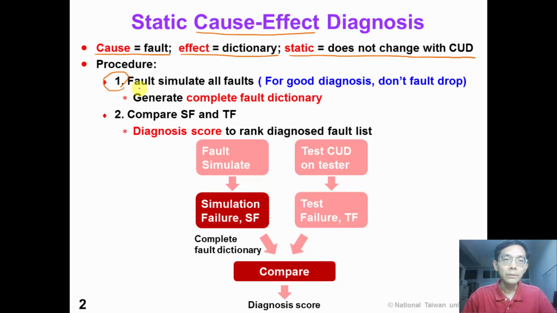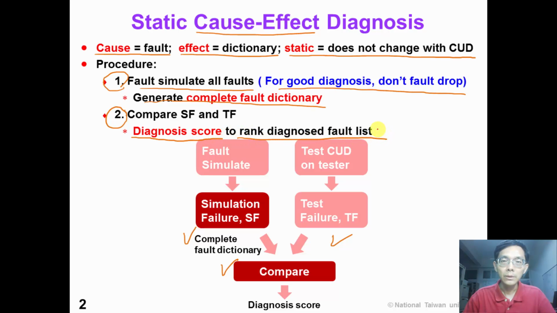First, we run fault simulation for all the faults. For a good diagnosis result, we don't perform fault dropping. And then we generate a complete fault dictionary. In the second step, with simulation failure and the test failure available, we compare SF and TF to generate a diagnosis score so that we can rank the diagnosed fault list.